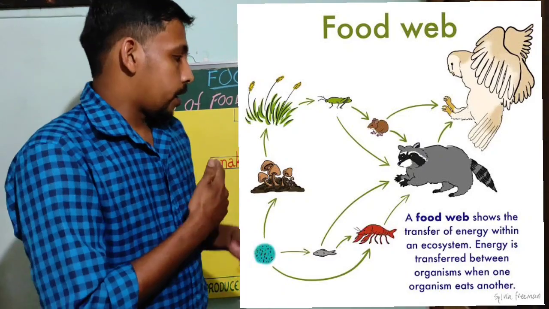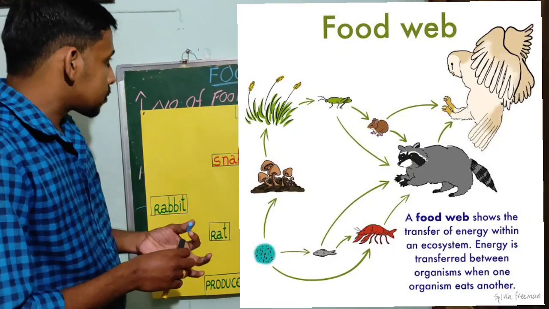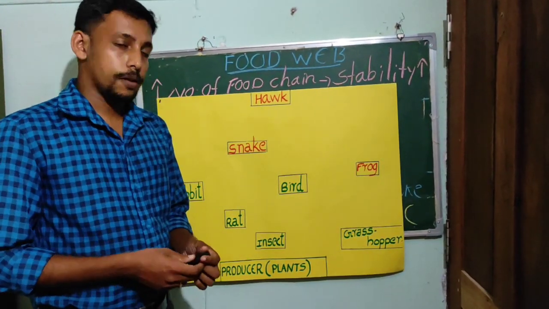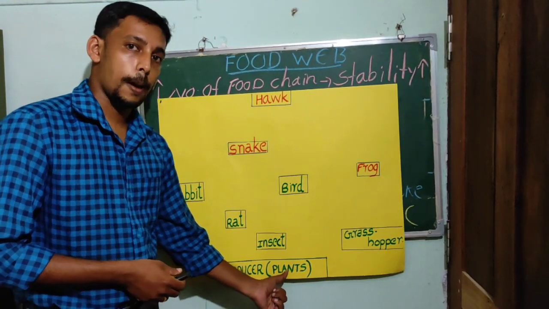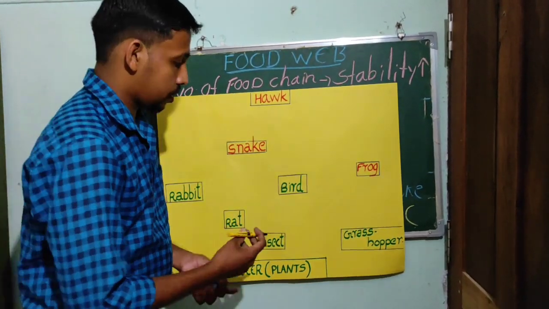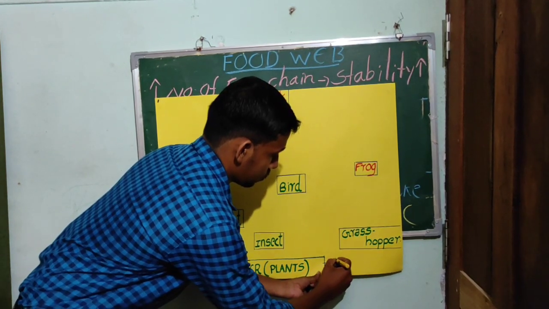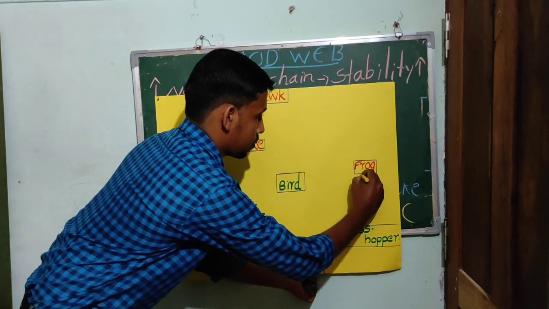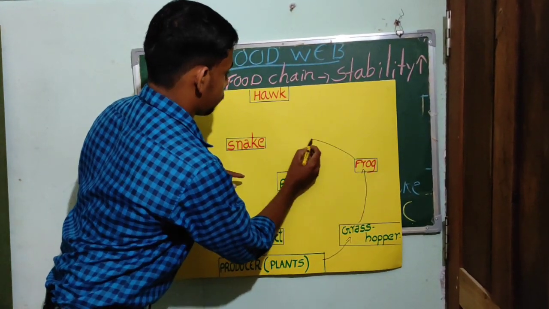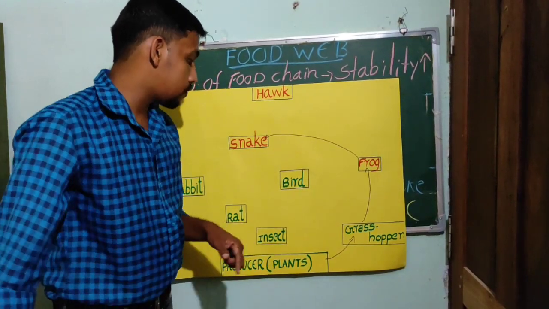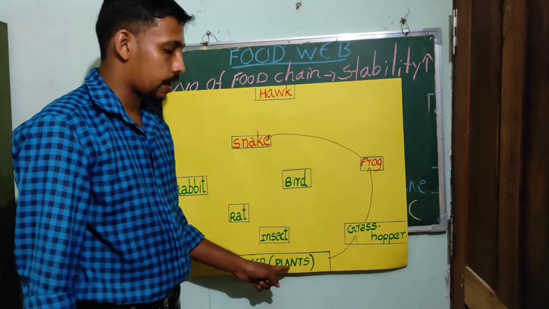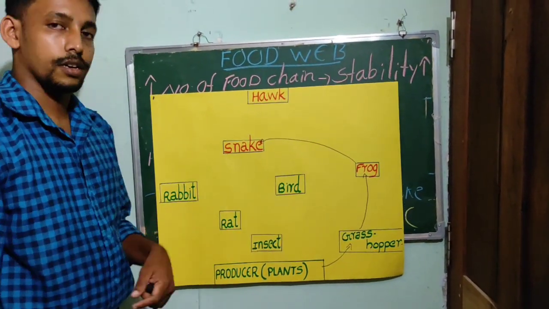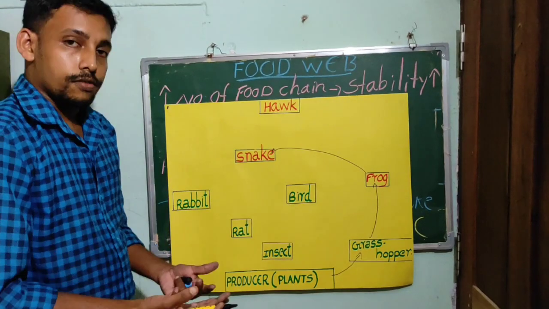So we shall make a food web here. Here I have written some organisms. You can see the producer, the plants. So we can make a food chain. Okay, so this is a food chain. Producer, plants, is eaten by the grasshopper, then the frog, and the frog is eaten by a snake. We can make another food chain.